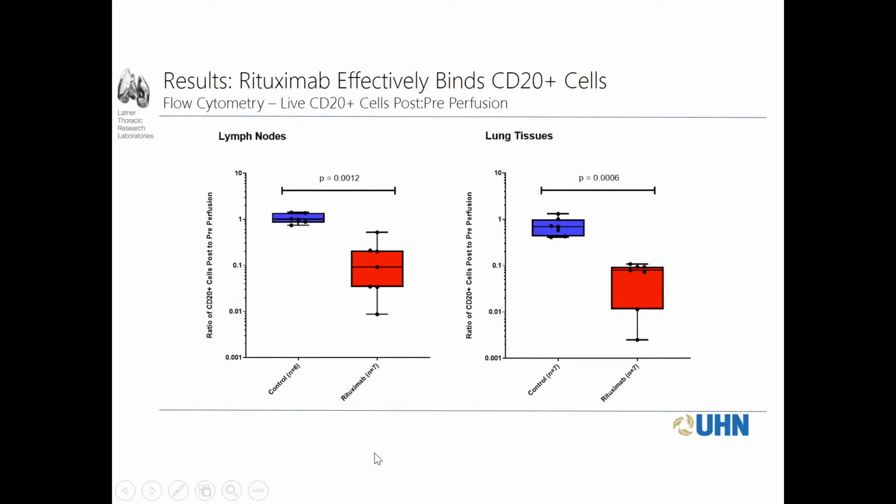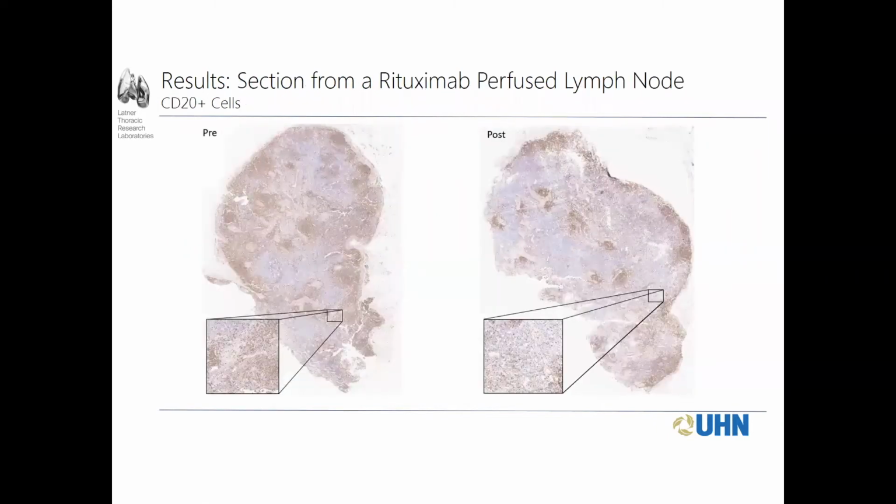So we were pretty excited by this data that we could show that the rituximab is actually getting there, it's actually binding, and we can show that by flow at least there's a reduction in the number of B cells. And then we also looked at it by tissue staining, and this is a lymph node that's stained for CD20. It's not easy to see, but the brown is CD20 here, and if you look at the amount of brown pre, you can see there's much less brown post perfusion, which was also pretty neat to see.